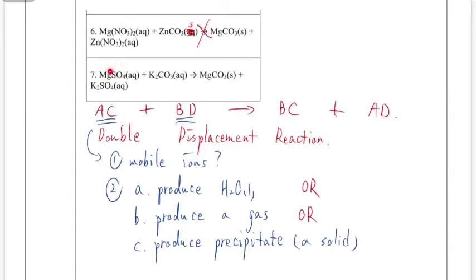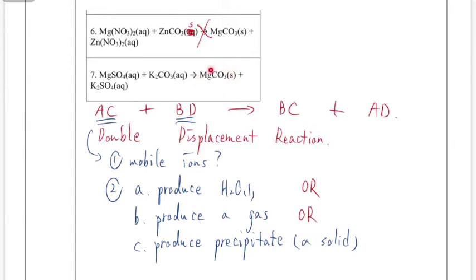How about the second one we have here? Second one, we have magnesium sulfate, okay, which is a soluble salt, so we can make it into a solution, so it will contain mobile ions. The second one, we have potassium carbonate. Again, it's a soluble salt, so we can dissolve it in water to form the aqueous solution. So it fulfills the first requirement, yes, both of the reactants contain mobile ions, so they can exchange. And the second factor, okay, the product, does it contain water or gas or precipitate? Okay, take a look here.